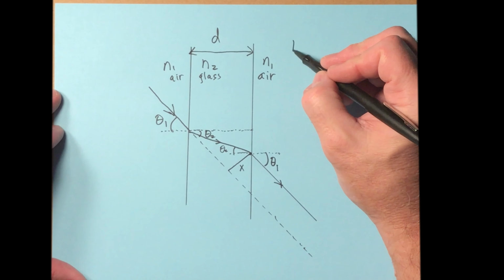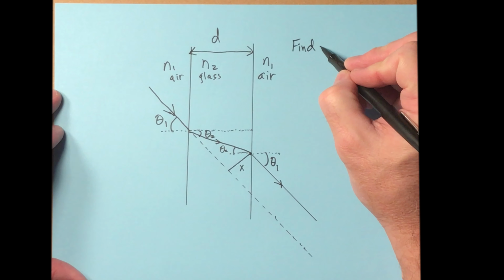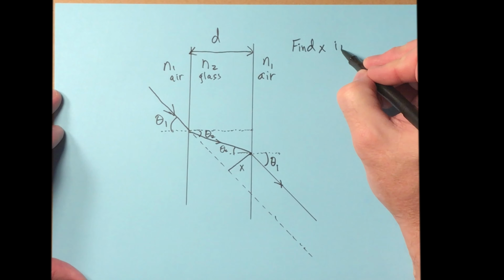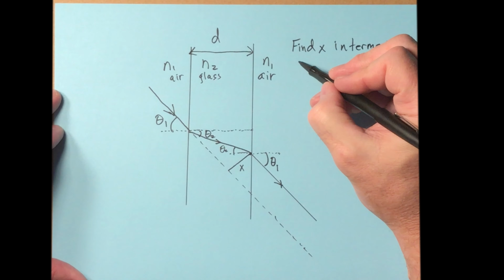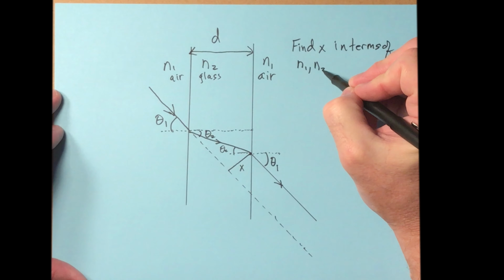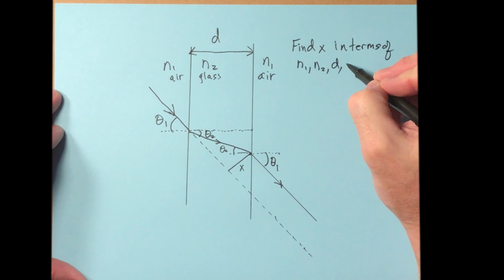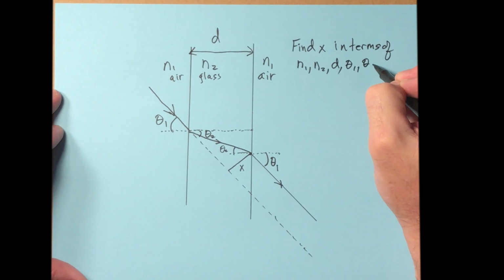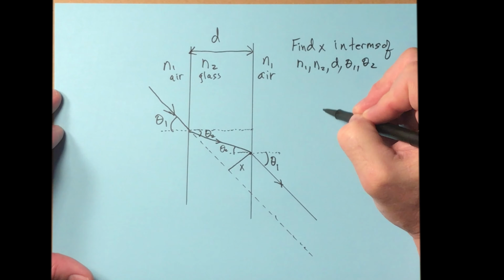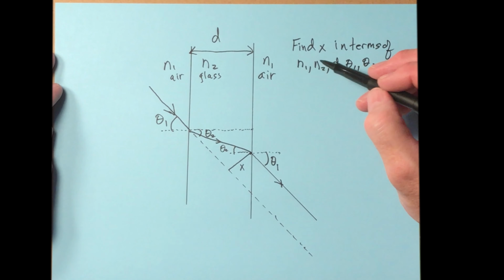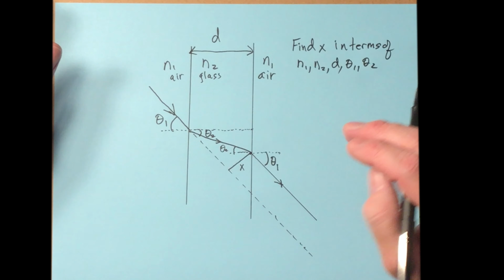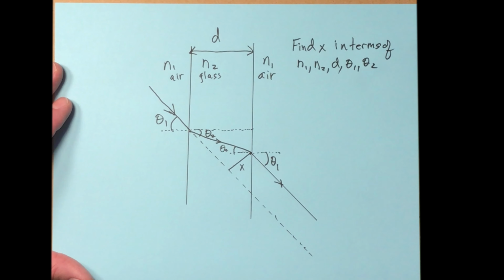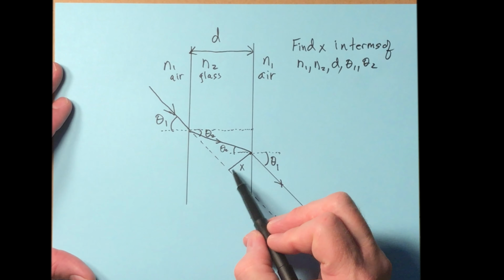Okay. Here's what I want to do. I want to find x in terms of the things that I know. And I know N1, I know N2, I know D, I know theta 1, and I know theta 2. We can determine those things. You can use Snell's law to get theta 1 and theta 2 if you've got some of these things here. Okay, but let's say all those things are known, or you could get to them real easily. Well, what we need to do is figure out this x here.